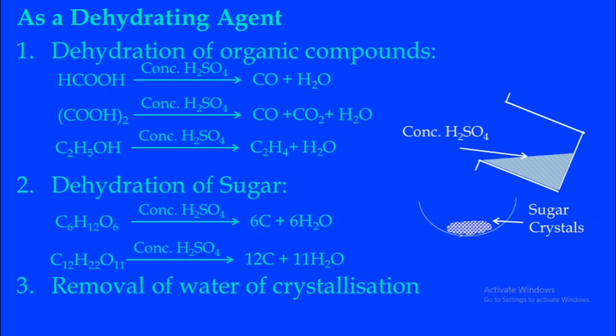It can also remove water of crystallization from hydrated substance. You can do one experiment also. You know blue vitriol, which is CuSO4·5H2O. If you add few drops of concentrated sulfuric acid to blue vitriol, then the blue color disappears. It is because anhydrous copper sulfate, which is white in color, is formed after removal of water molecule.